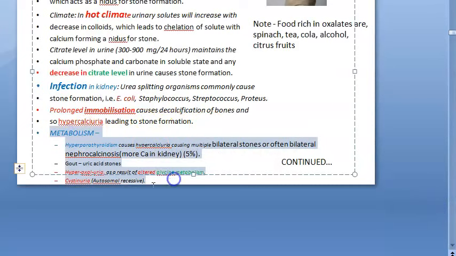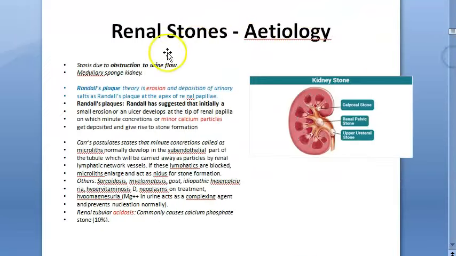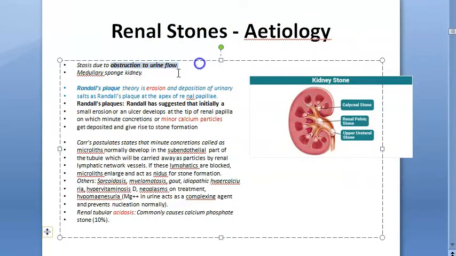Then metabolic conditions like hyperparathyroidism, gout, hyperoxaluria, cystinuria, all these can lead to renal stones. Then you saw that if there is obstruction to urine flow, then there will be stasis of the urine, which can lead to formation of stones.